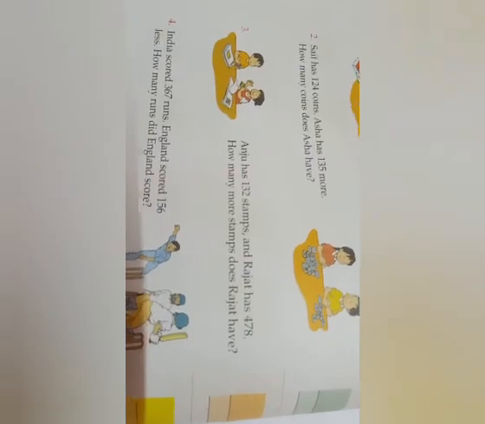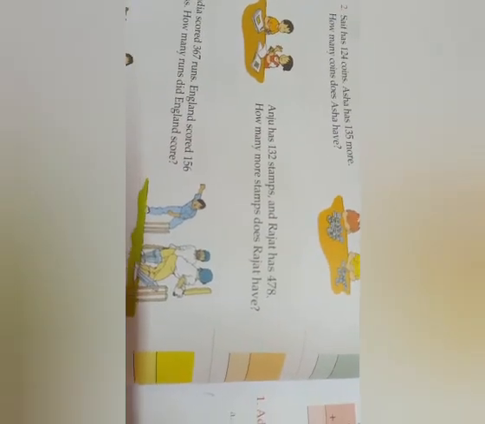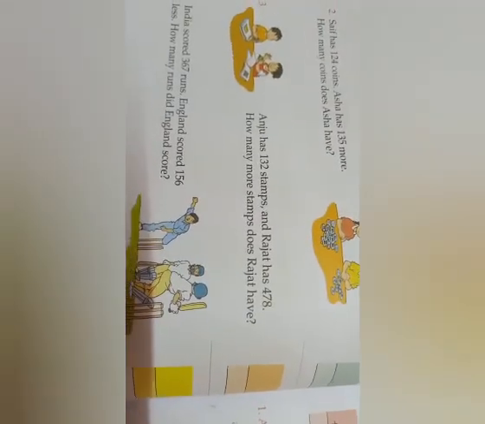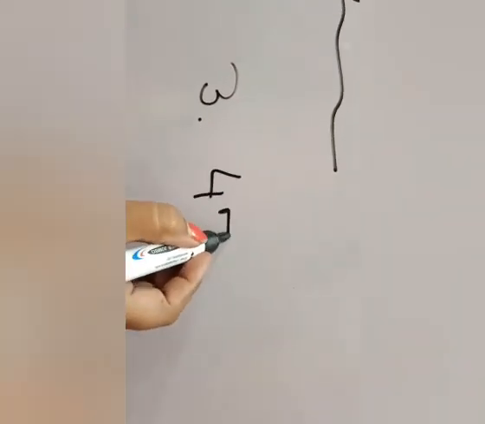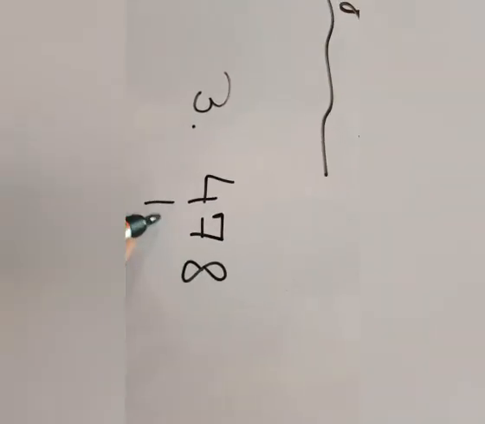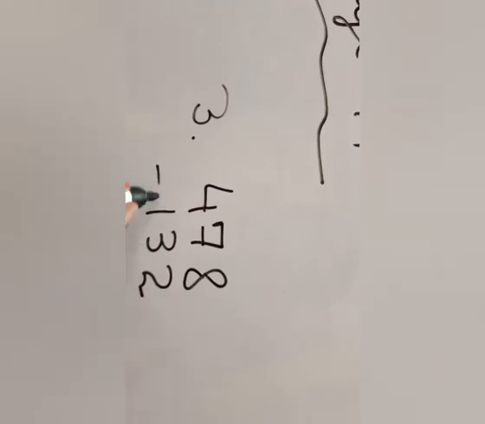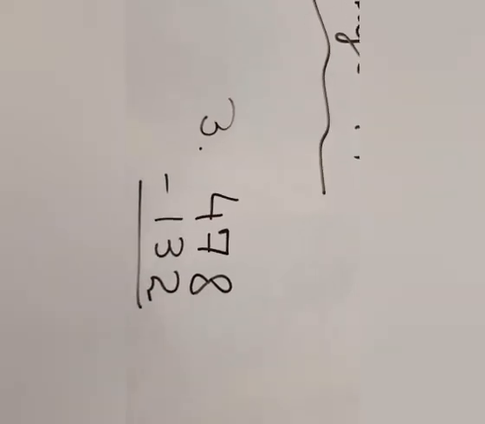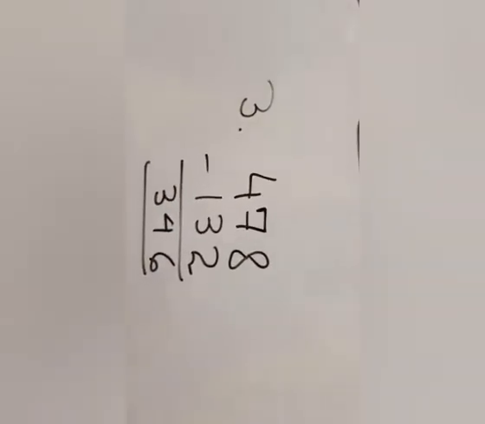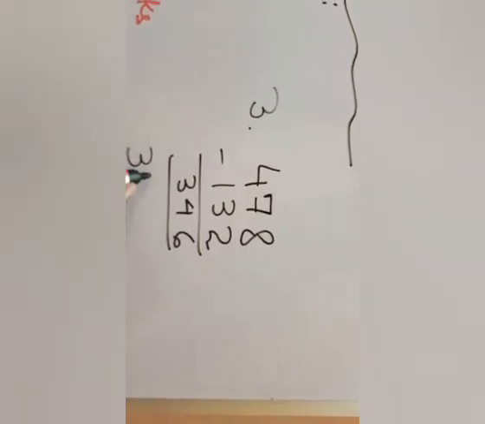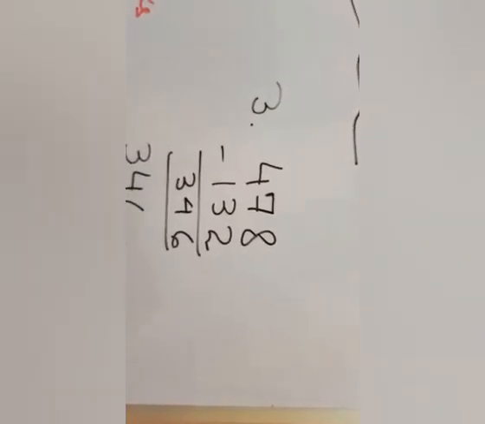Extra stamps that Rajat has will be found by subtracting the stamps of Anju from the stamps Rajat has. Let us subtract. Question number 3. Here we have to subtract 478, 132. Subtract it, 6, 4, 3. And here we will write the answer 346 stamps.